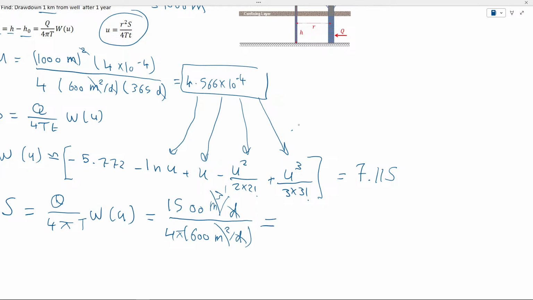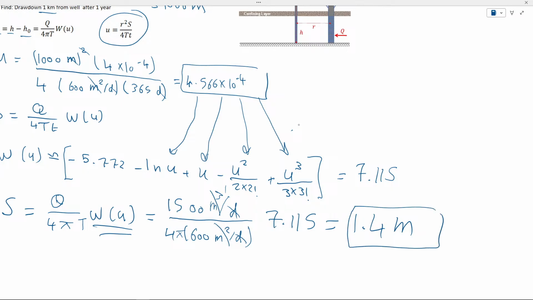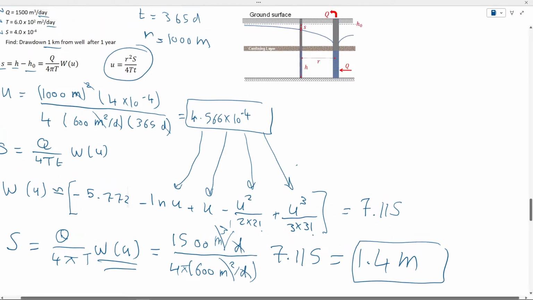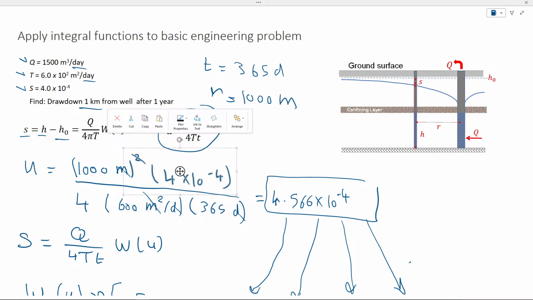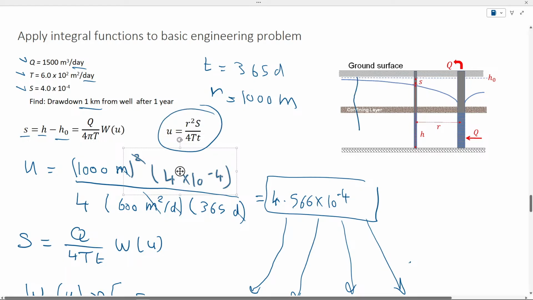And if you evaluate this, what you will get, and then of course times my WU, so what's my WU? This is 7.115. And if I evaluate this, I'll get 1.4 meter. So basically, if you live in this area, somebody will be pumping water away from you, like 1 kilometer after 1 year.